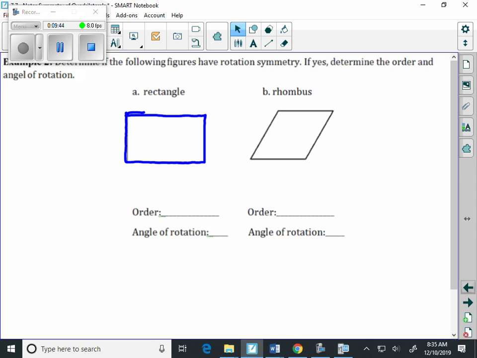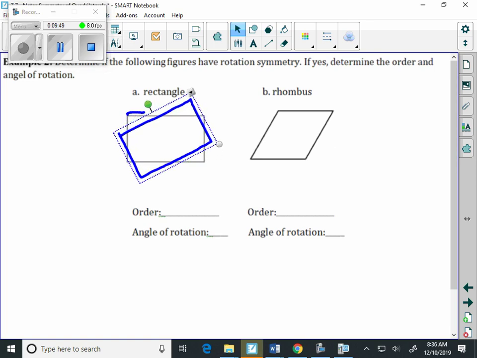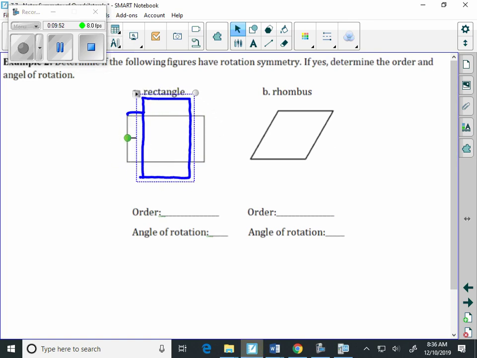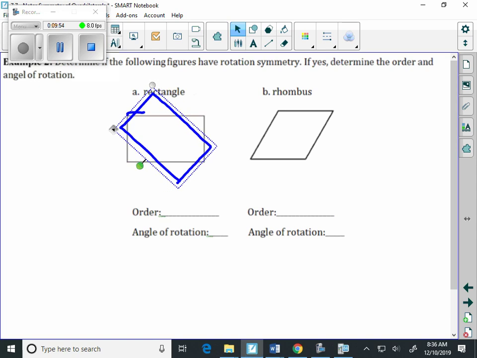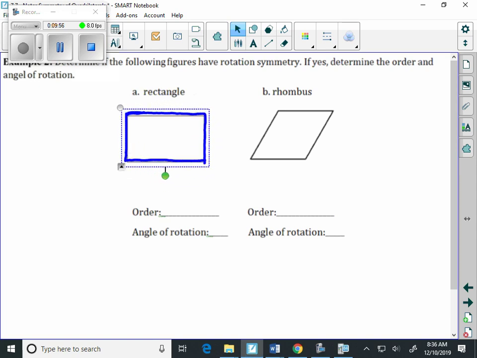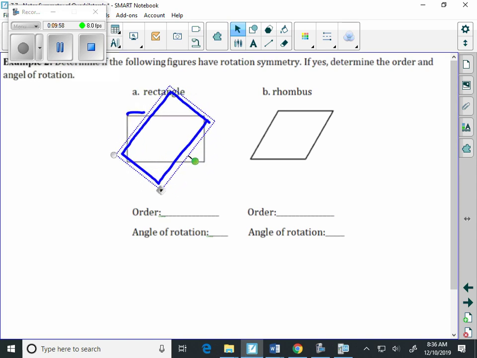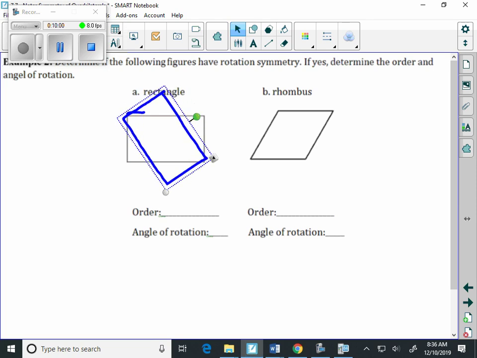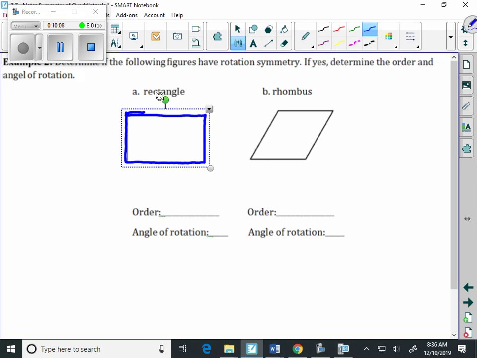And once I do, remember, if we turn this, we don't land on the rectangle there, but if we turn again, we do. Turn, we don't. Turn, we do. There's the rotational symmetry. And what happens is we were able to land on the same figure twice.